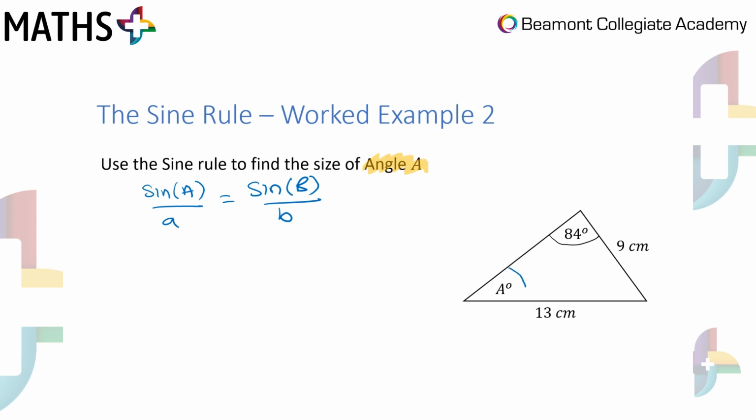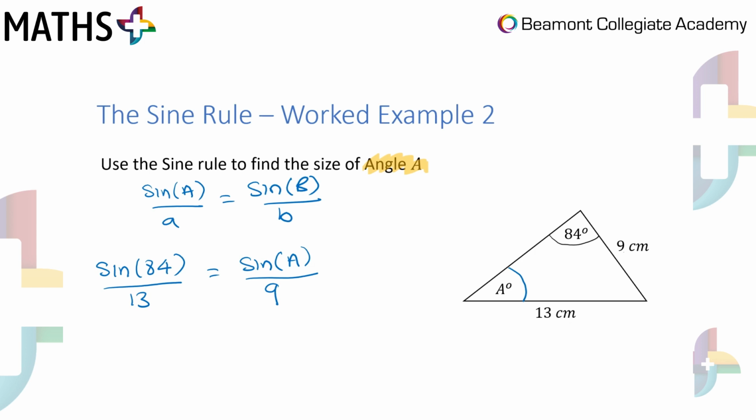So again, let's look where my angles are in relation to the sides. So the 9 is opposite the angle I want. So they're a pair. The 13 is opposite the 84. So sine of 84 divided by 13 is equal to sine of A divided by 9.